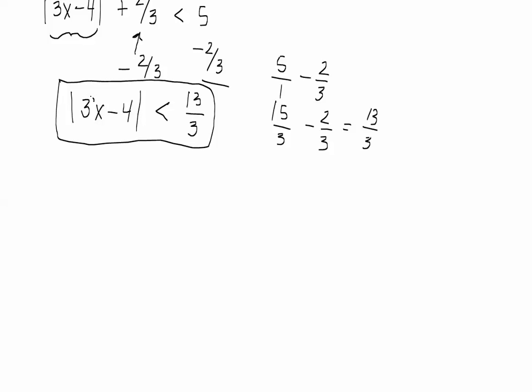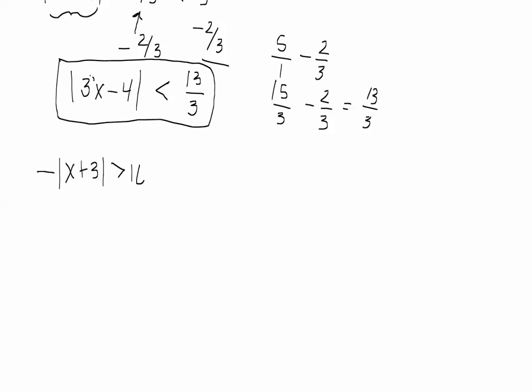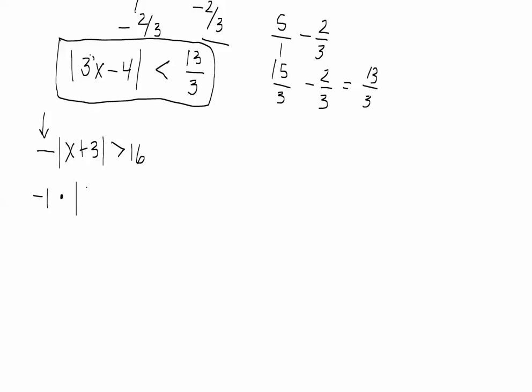The third example, minus the absolute value of x plus 3 greater than 16. It almost looks like we're there because all I see is absolute value, but no, there's a minus sign outside of the absolute value that cannot be there. So I need to get rid of that minus sign. Now that's the same thing as minus 1 times the absolute value of x plus 3 is greater than 16.